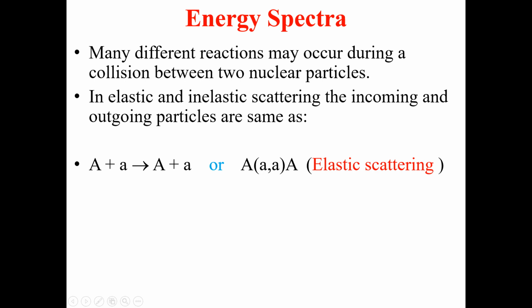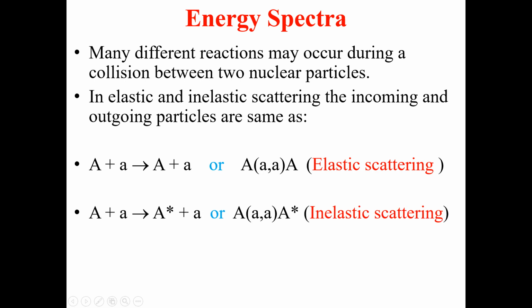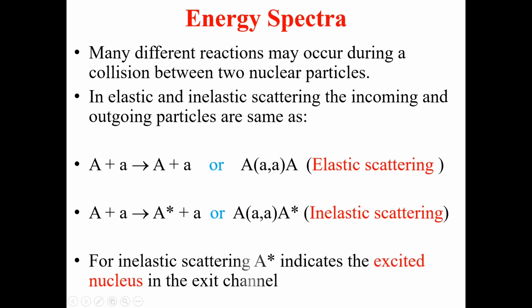According to our definitions, the incoming and outgoing particles are the same in elastic scatterings. But if the collision is inelastic, then in inelastic scattering one of the outgoing particles goes into an excited state. The asterisk sign here represents that in inelastic scattering, one of the nuclei, indicated with the asterisk, is basically in an excited channel.